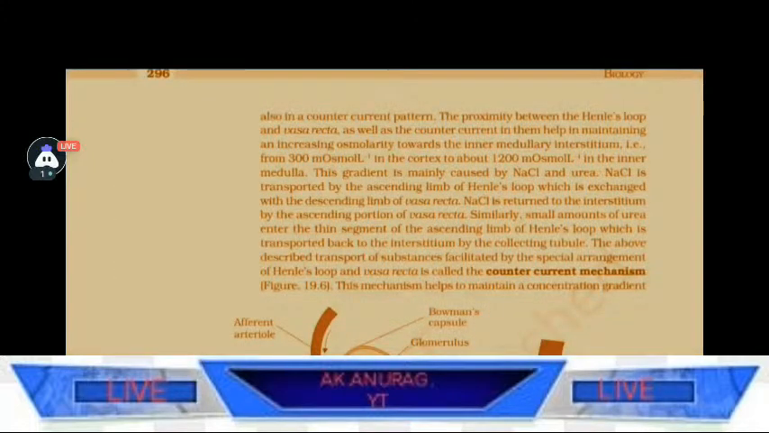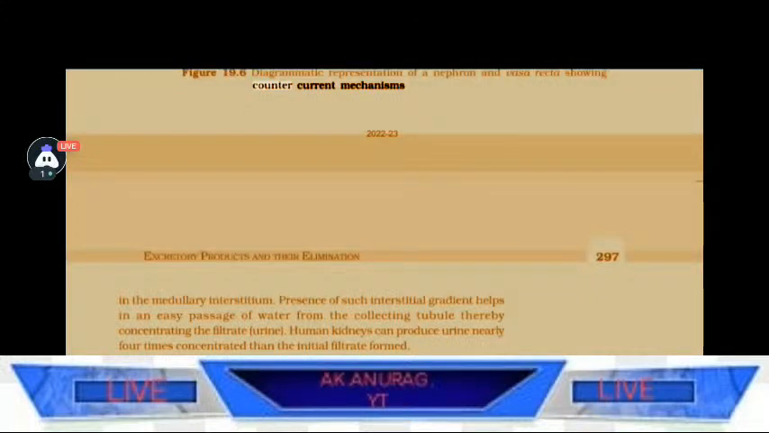Also in the vasa recta, as well as the countercurrent in them, help in maintenance. NaCl is transported by the ascending limb of Henle's loop, which is exchanged with the descending limb of vasa recta. NaCl is returned to the interstitium by the above described transport of substances facilitated by the special arrangement of Henle's loop and vasa recta, and is called the countercurrent mechanism, Figure 19.6. This mechanism helps to maintain the gradient. Nephron and vasa recta showing countercurrent mechanisms.